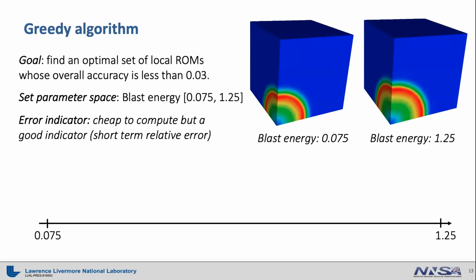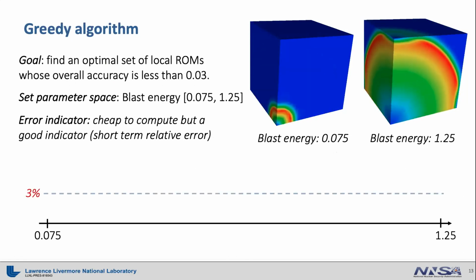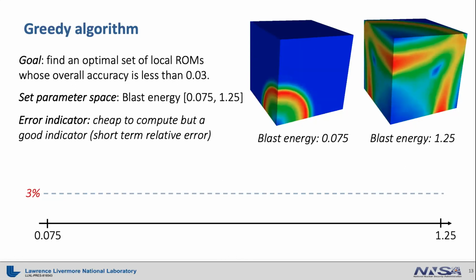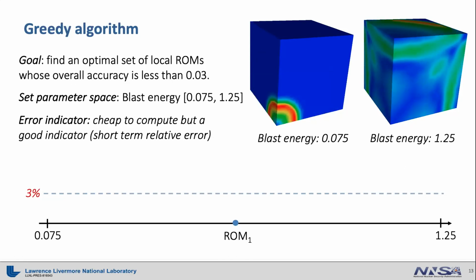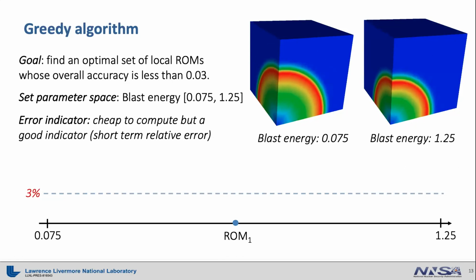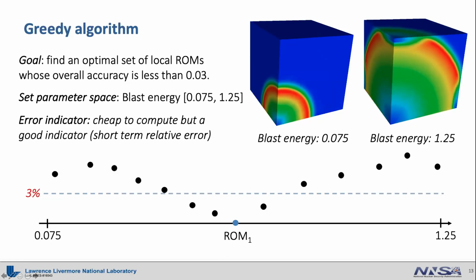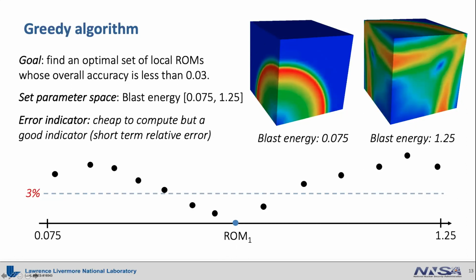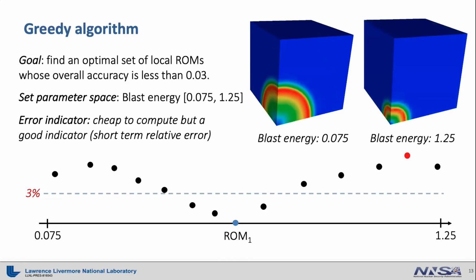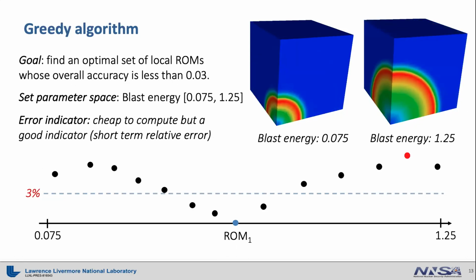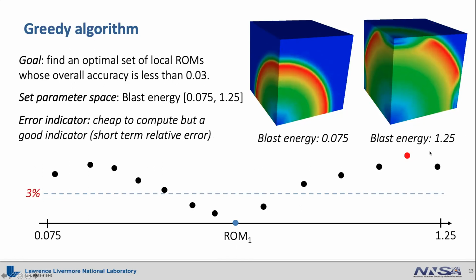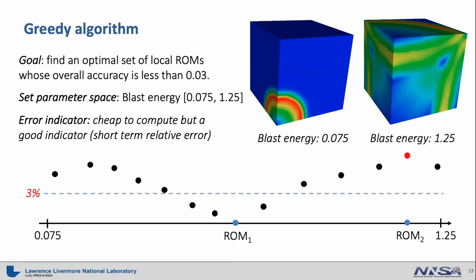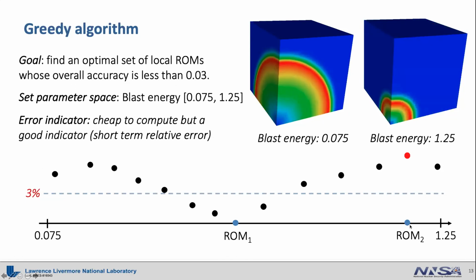Now, the greedy algorithm starts by setting a desirable accuracy level. Let's say we want 30% relative error everywhere. Then build the first local reduced order model in the middle, for example. Then compute an efficient error indicator on the sampled points over the whole parameter space. Then find out where the maximum error indicator occurs, which is indicated by the red point here. Then we build the local reduced model at that point, right here.